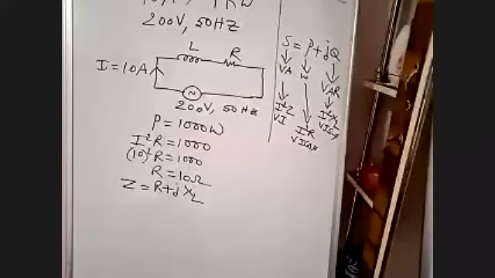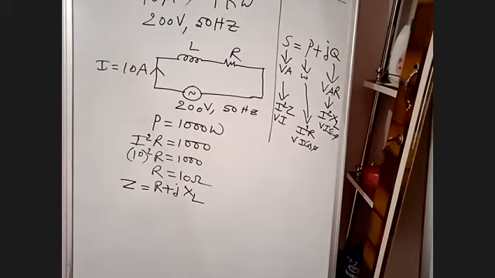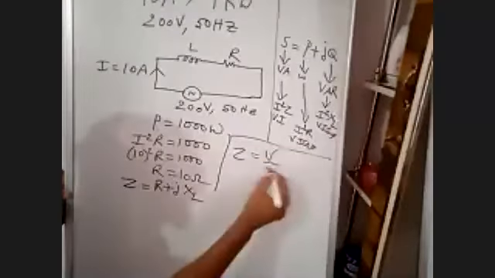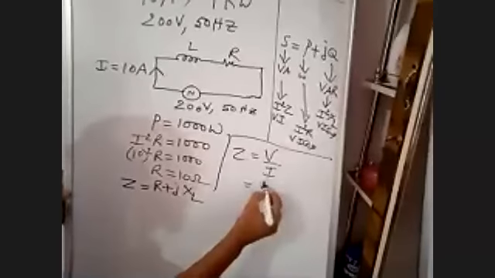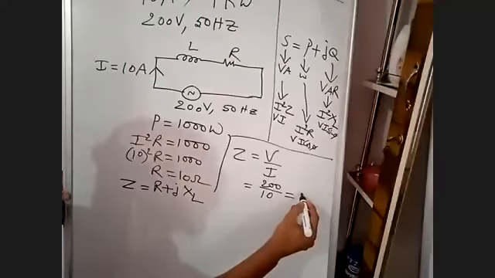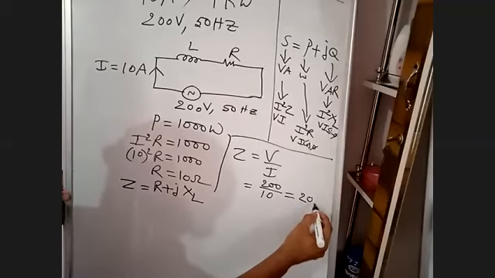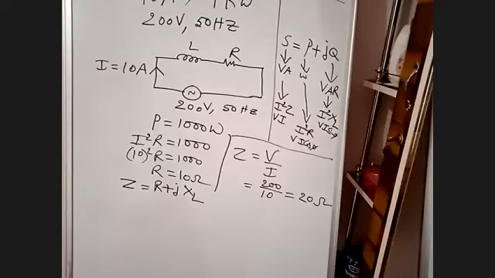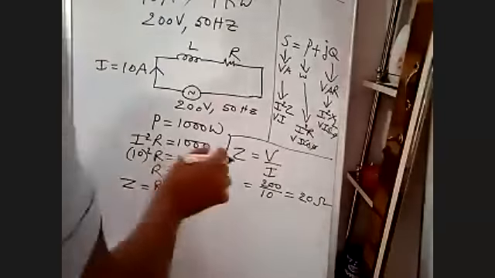Now I know the R value. Can I determine the Z value here? What is the formula for Z? V by I. V is 200, I is 10. How much? 20 ohms. Now I know R and Z. See here.